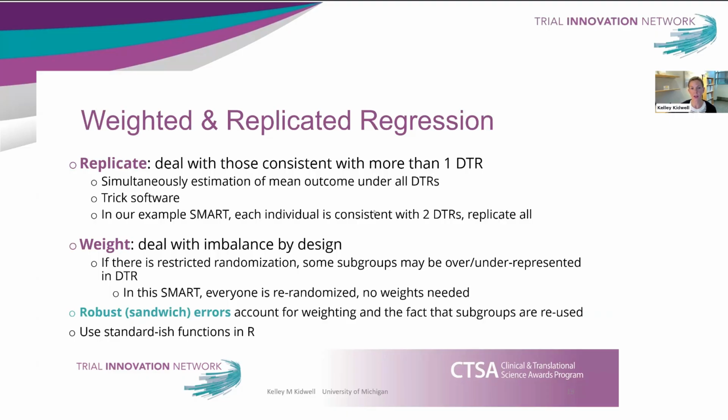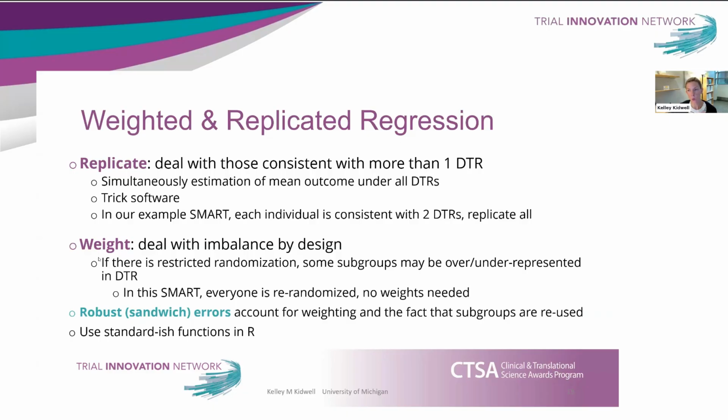more than one DTR. So in that most commonly used SMART design, those individuals who are responders are consistent with a DTR where the non-responders get one treatment and the other DTR where the non-responders could get the other treatment. And so we have to replicate their data. And this is essentially just a trick for the software so that we can use them to estimate both DTRs. And then we have to say, oh, but software, they're not actually different people, right? So let's fix that variance by using the robust sandwich estimators.